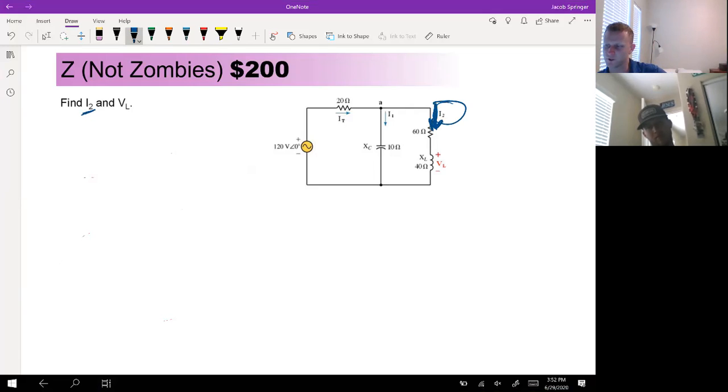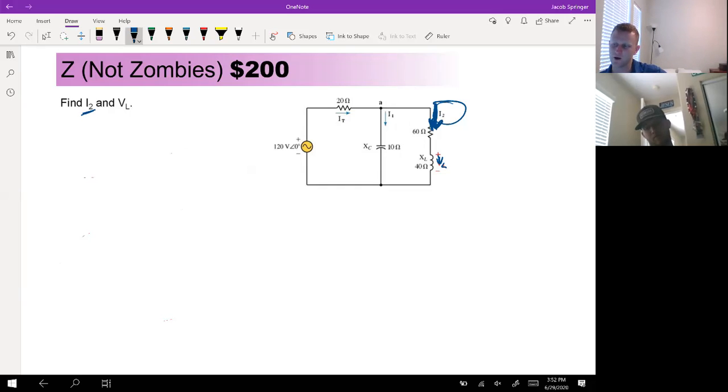I want to find the current going through this branch on this side. And I want to find the voltage across this inductor, VL, L being inductance. It is also labeled. Since there's only one inductor, if you just said find VL, you want to be able to interpret that. But it is labeled, so we know we're going to find it across.